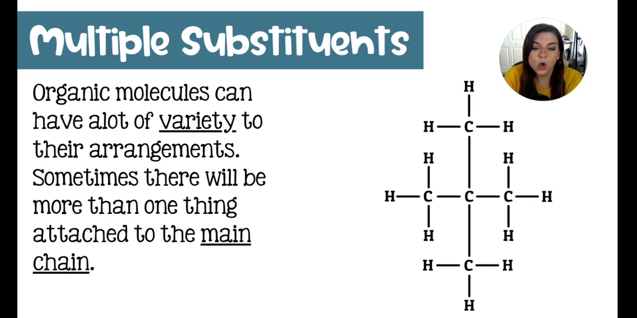In this case, the longest chain that you can get is 3 carbons, so that would be a propane. And on that propane, we have 2 methyl groups attached to carbon 2. Now, if you look at this picture, it does not matter if you look at it vertically or horizontally. The longest chain you can get is 3 with 2 methyl groups on either side of carbon 2.